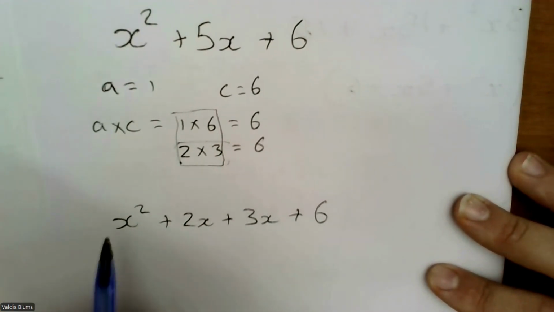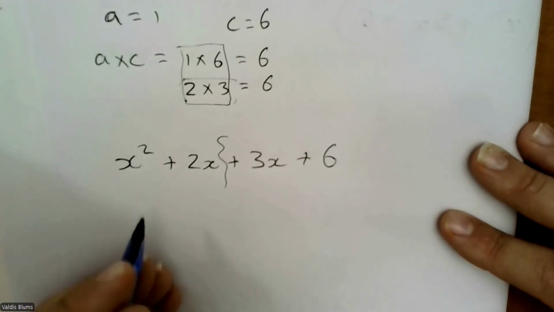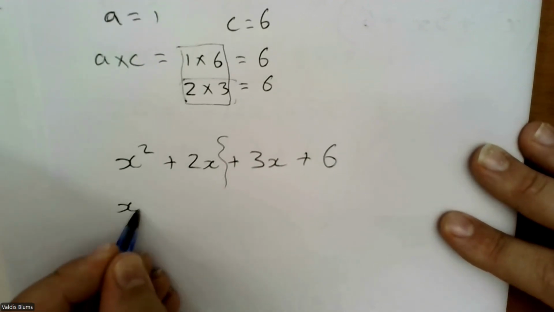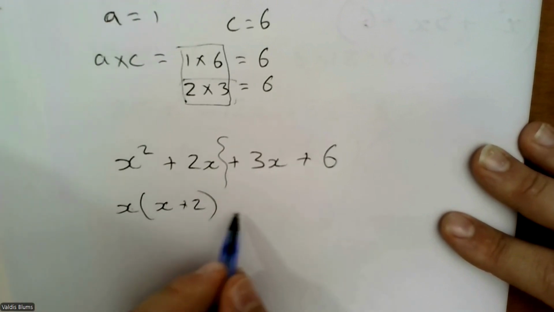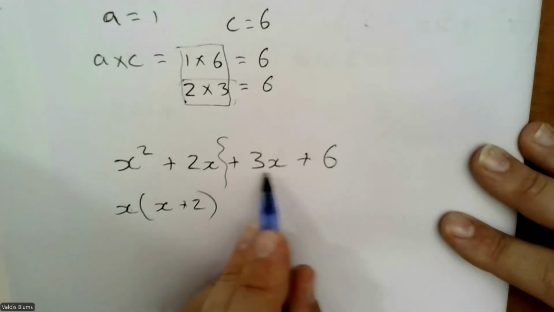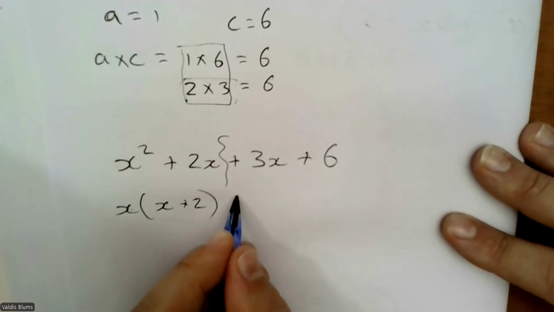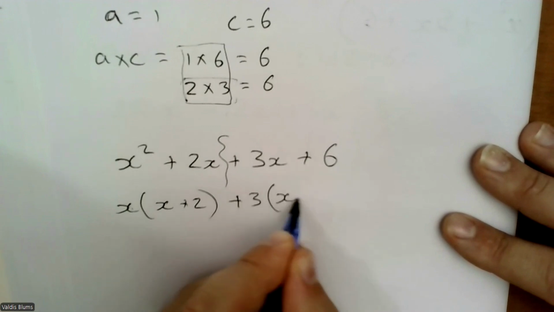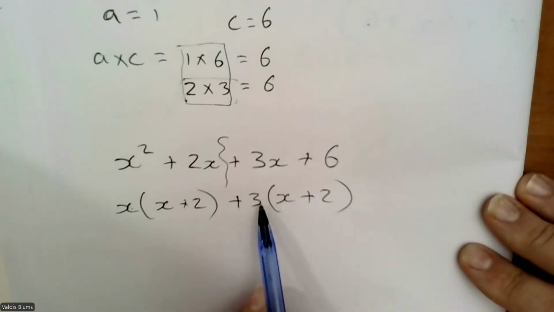Now, with this, remember we're effectively drawing an imaginary line and factorizing the first two terms and the second two terms. So the first two, we have x that's common. So we have x plus 2 remaining. And in the second two terms, we could pull out a 3 to have x plus 2 remaining. So plus 3, x plus 2. So that'll give you 3x plus 6.